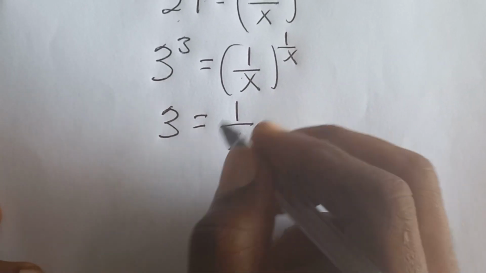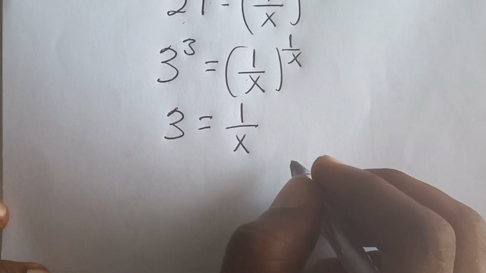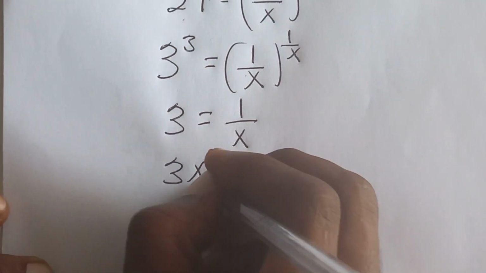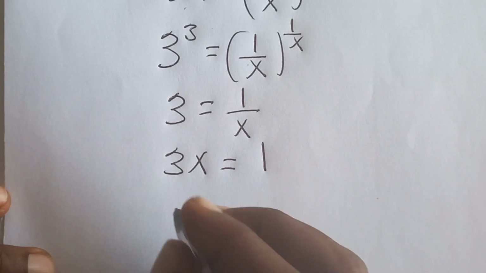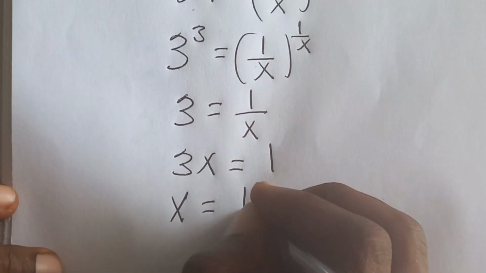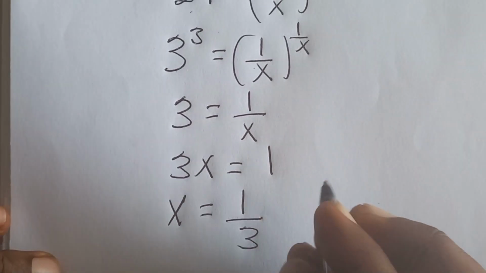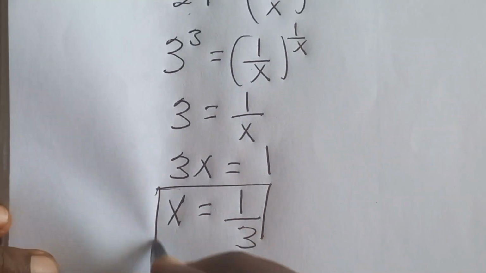So multiply both sides by x. So we are going to get 3x is equal to 1. Make x the subject here. So we have x is equal to 1 on 3. So this is our answer for x.